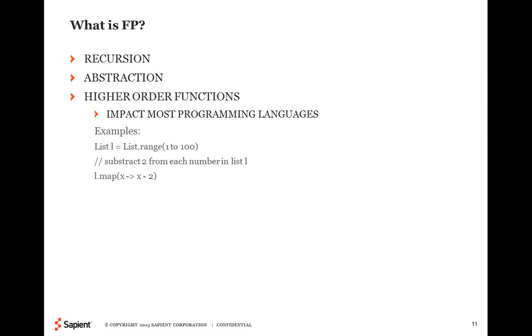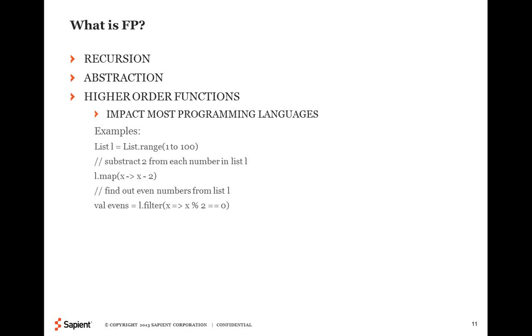This is one example. I think I have one more example. So what if you have to find the even numbers from this list of 1 to 100? That's also very simple. L dot filter x modulus 2 should be equal to 0. Then val evens, this evens will actually be a list of even numbers from the original list.